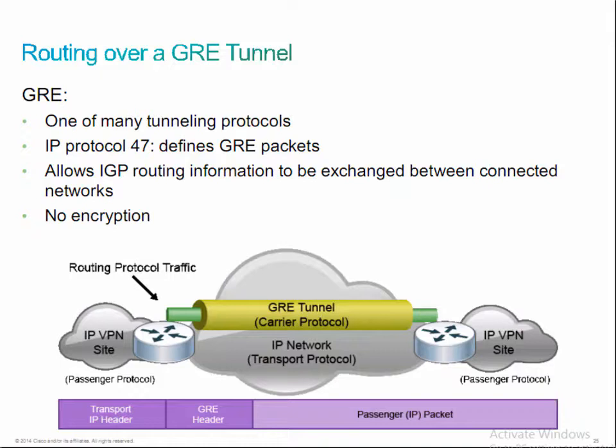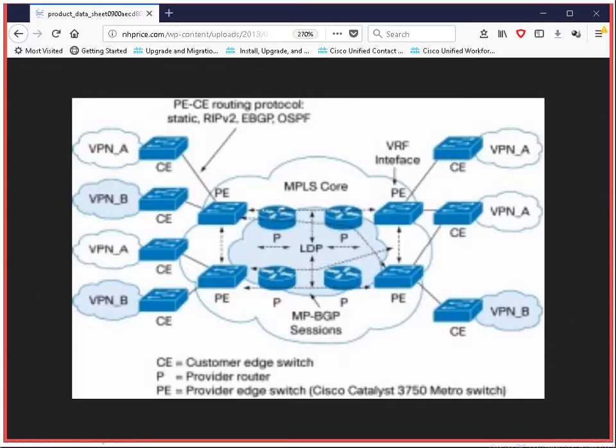All right, so the passenger protocol or encapsulated protocol could be IPv4, it could be IPv6. The carrier protocol itself is GRE, and the transport protocol is IP. Like I said, there's a protocol type field in the GRE header to support the encapsulation of any OSI layer 3 protocol. If you come out to Google here, we love Google.